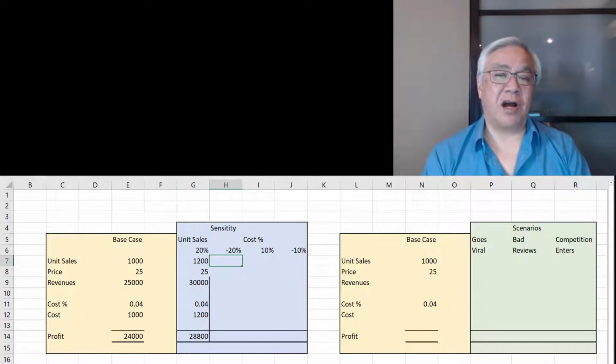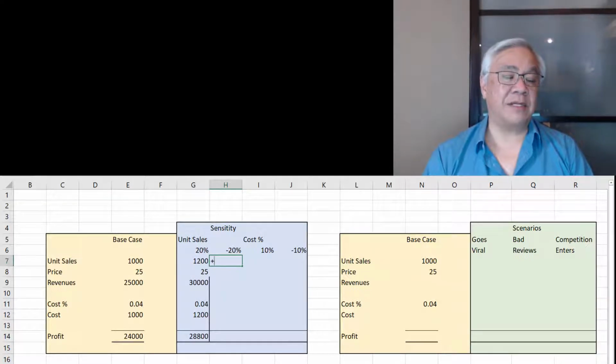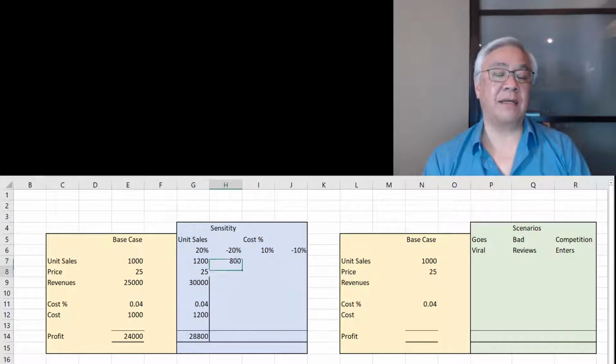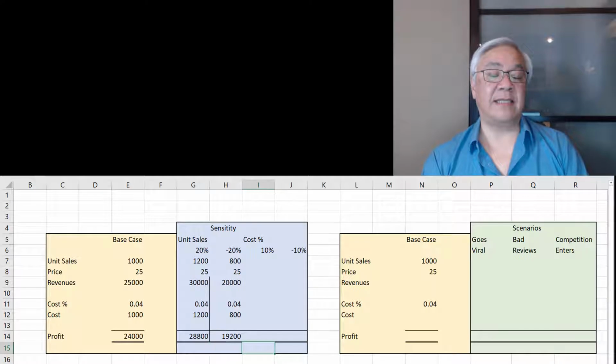That's if good things happen. If our unit sales are off in a good way by 20%. What if we're off in a bad way? It goes less by 20%. So now the unit sales would be 1,000 times 0.8 because we lost 20%. The sales price is the same. Our revenues will have the same relationship. And then we're still at 4% cost. And 4% of revenues is that. And therefore our profit is lower because we sold less items. So it drops to 19,000.